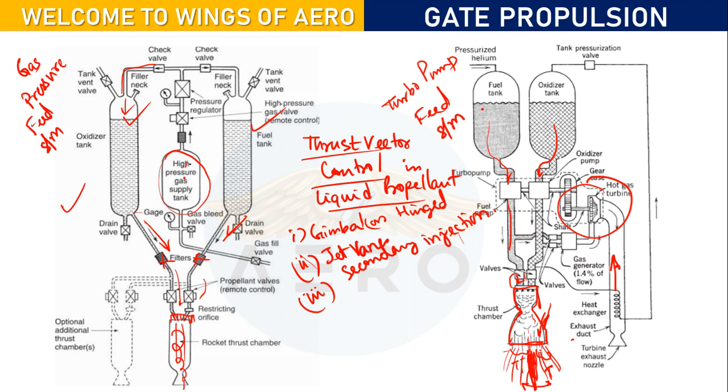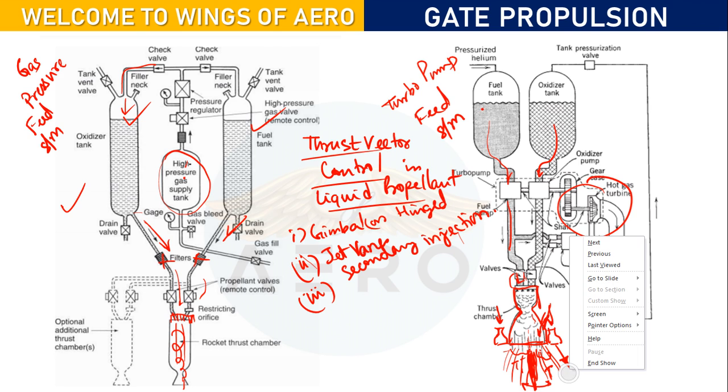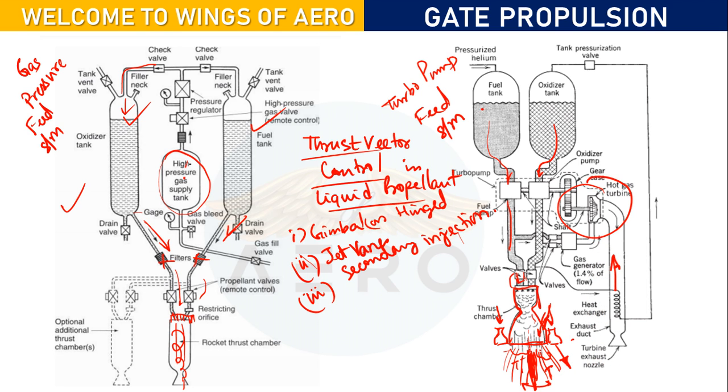Or another way is to keep another small rocket. So what they do is they have a separate tank over here. Whichever direction they want more thrust, they eject the fluid there, right? The other side they will keep it off. Got it? So this is another one, the secondary ejection.